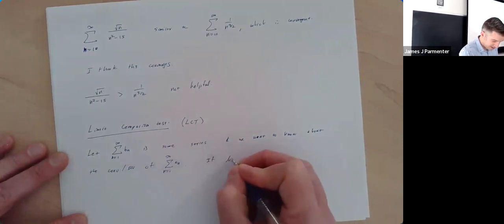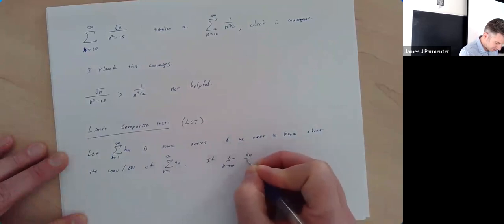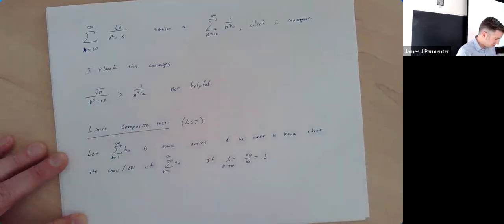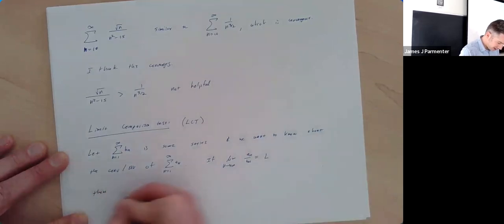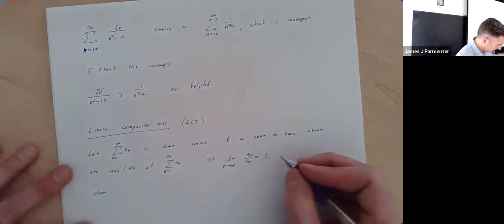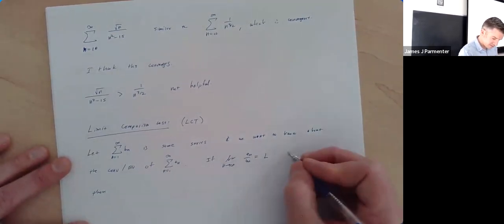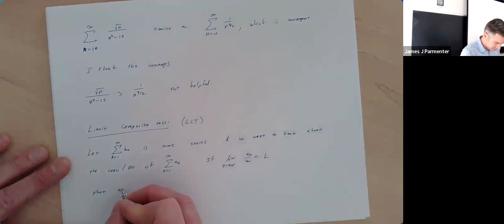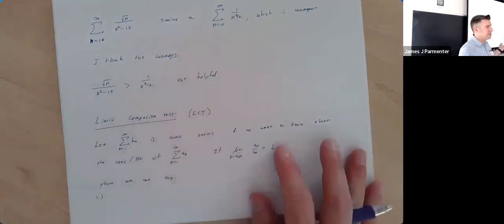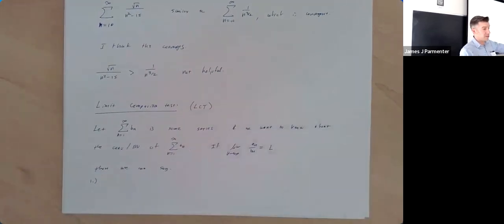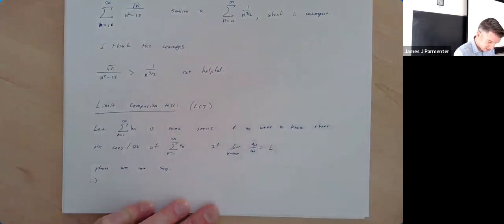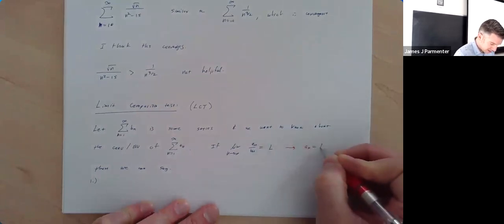If the limit as n goes to infinity of a sub n over b sub n is equal to L, then we can say the following. Two things. Basically, a_n and b_n do the same thing, but there's a couple corner cases we want to cover. So as long as L is a non-zero finite number, they either both converge or they both diverge. Because basically, literally, you're just kind of saying a sub n is L times b sub n.